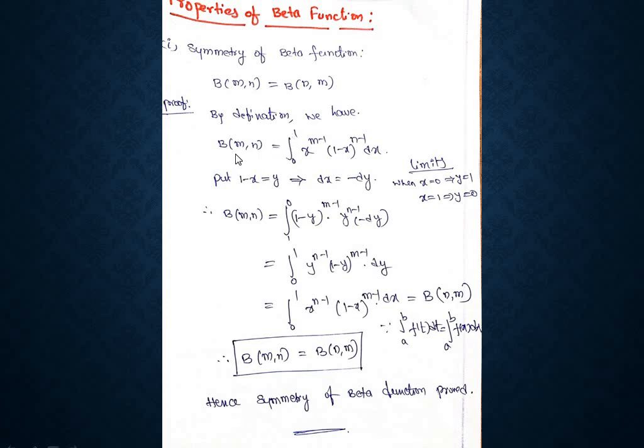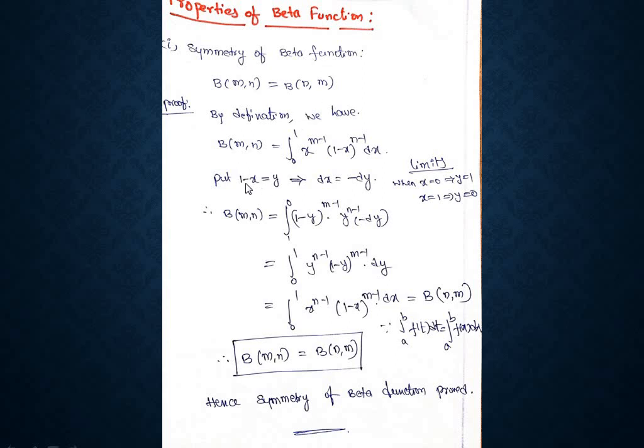Okay, we know the definition of the beta function. Beta of m comma n is equal to integral 0 to 1 x power m minus 1 into (1 minus x) power n minus 1 dx. This is the definition of the beta function. Now we have to show that beta of m comma n is equal to beta of n comma m. This is called symmetry of the beta function.